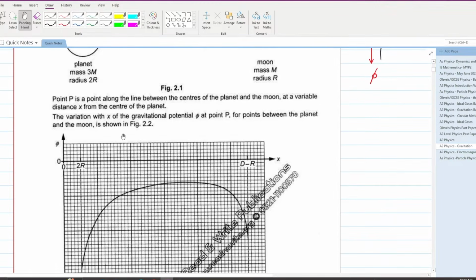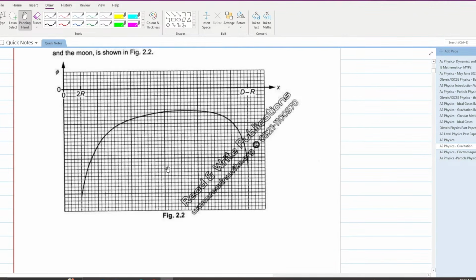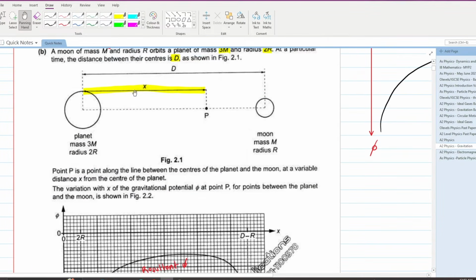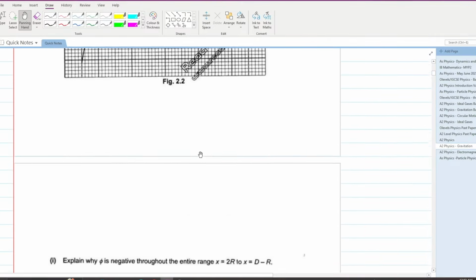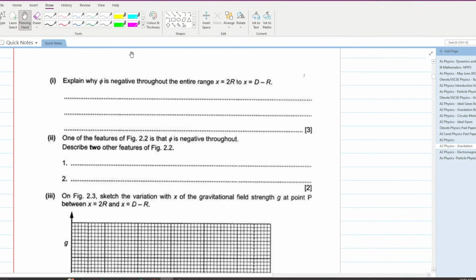The variation with x of the gravitational potential at P for points between the planet and the moon is shown. Okay, the graph of gravitational potential versus r is given. This is basically the resultant phi graph. When you add up the graph of the planet's gravitational potential and the moon's gravitational potential, you get this resultant phi graph. Okay, up till now it is understandable.